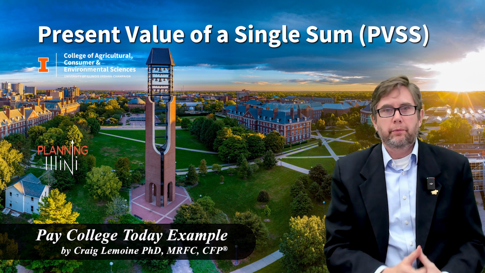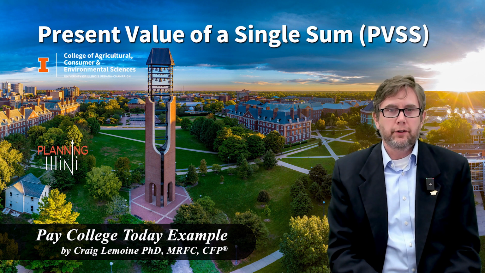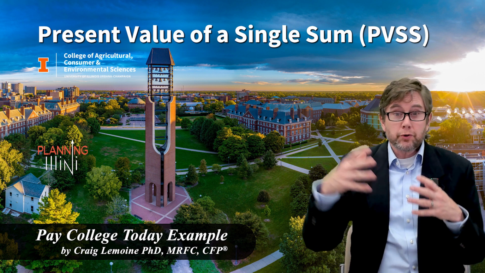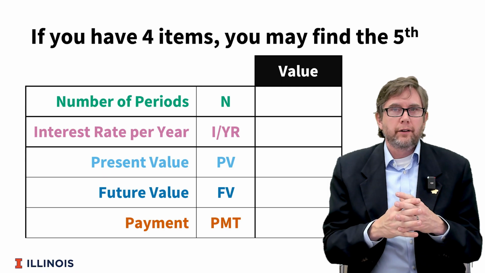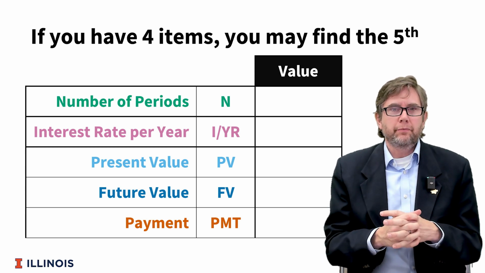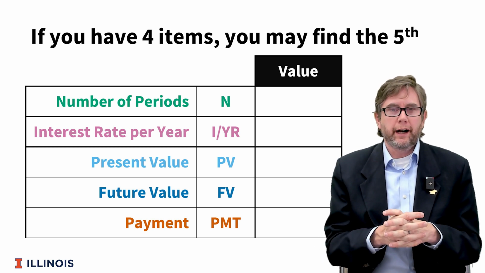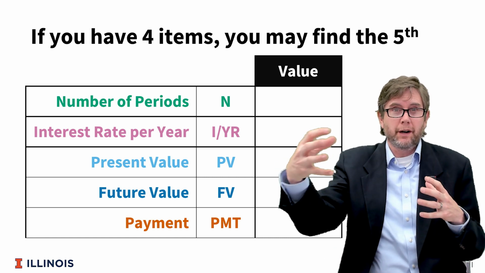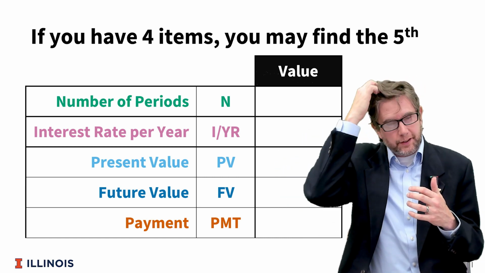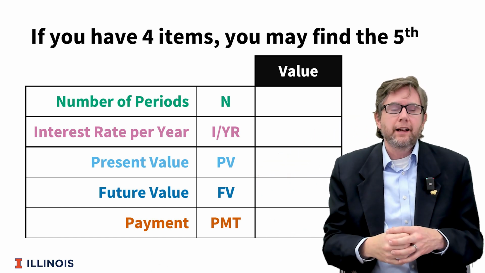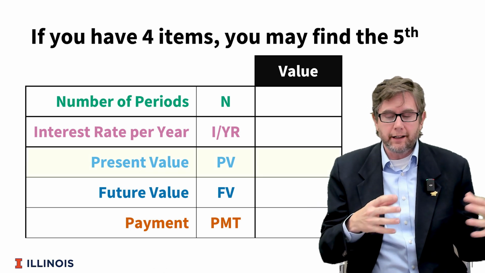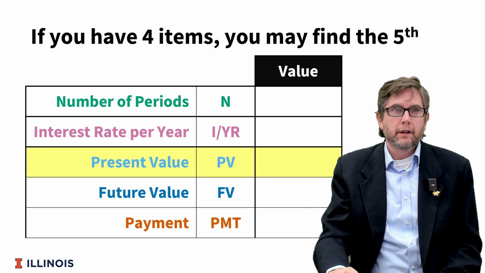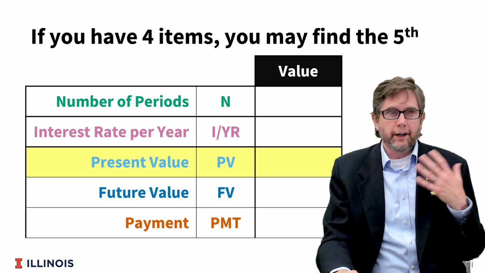Today we're going to learn about present value. Present value is taking a future sum and discounting it back to today. We remember with any time value of money module that if we have 4 items, we can find a 5th item. So if I give us future value, the amount we need in the future, if I tell us the interest rate we can discount at, if there are any payments involved in number of periods, then we can actually find present value. So let's walk through an example.